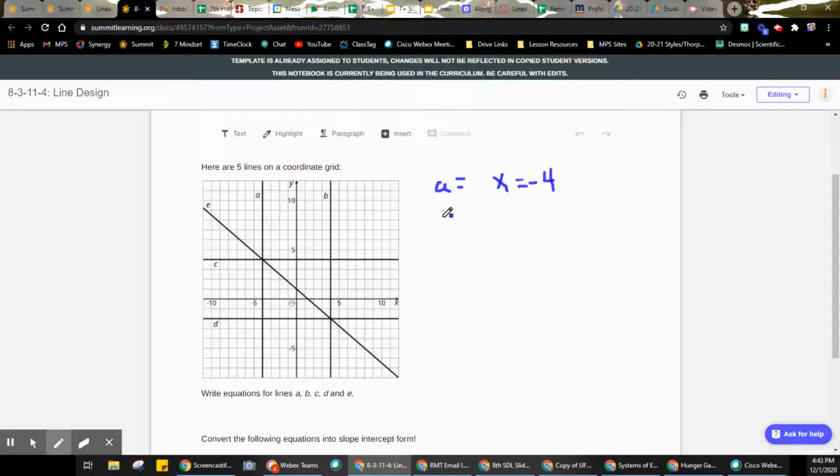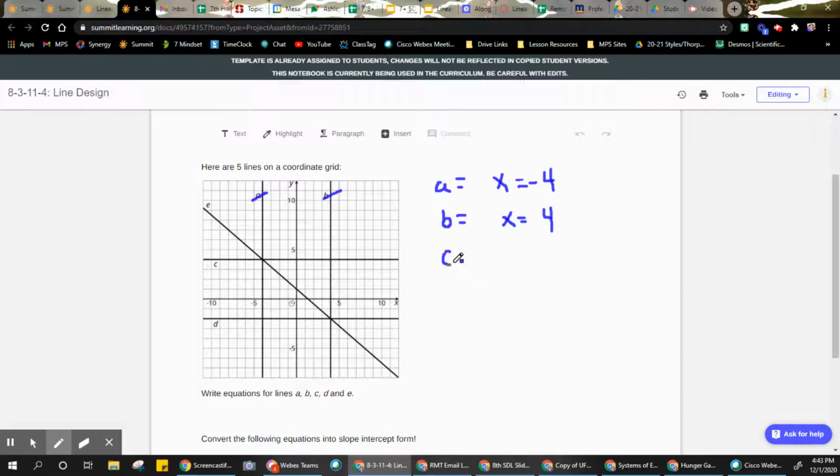So now I'm going to go to B. Okay. B once again is a straight up and down line. So again, it's going to have no slope. It's going to be just x equals. This time it's at regular 4, positive 4. So we've done A, we've done B.